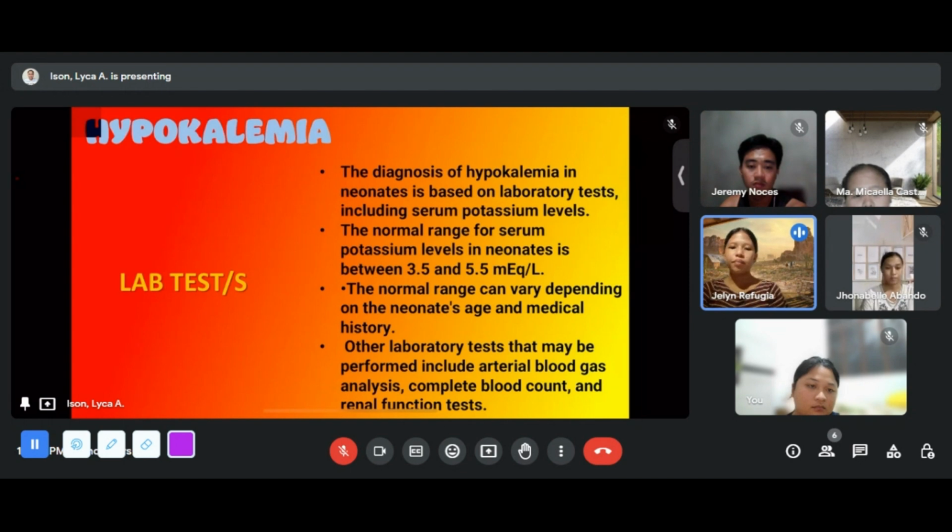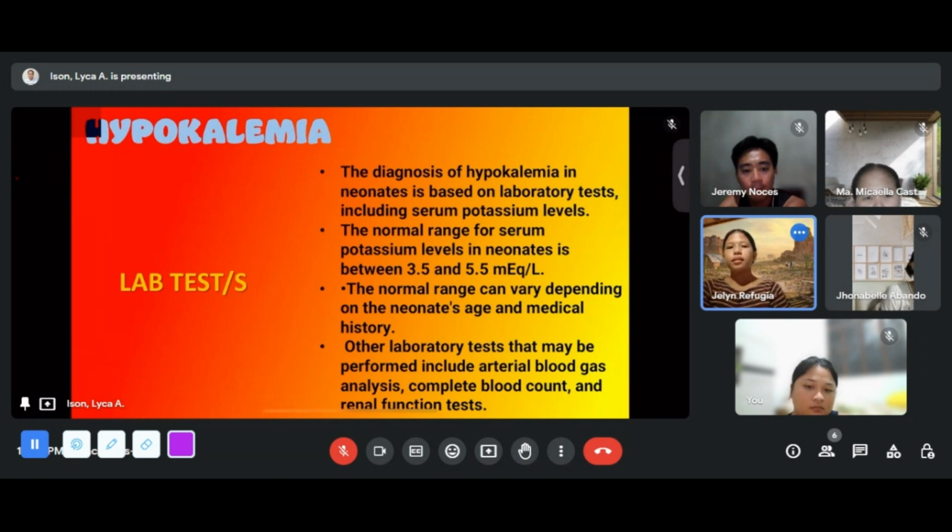So what are the lab tests for hypokalemia in PEDIA? Of course, unang-una dyan yung serum potassium level test. And the normal range for serum potassium levels in neonates is nasa pagitan ng 3.5 at 5.5 milliequivalent per liter. So, nakadepende din sa taon at medical history ni baby. So other laboratory tests includes arterial blood gas analysis, CBC, and renal function test.